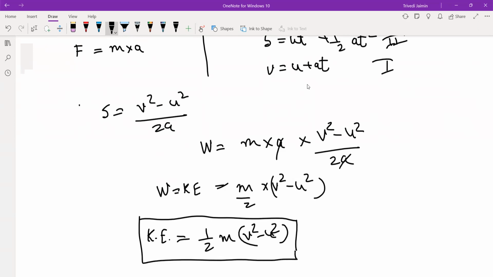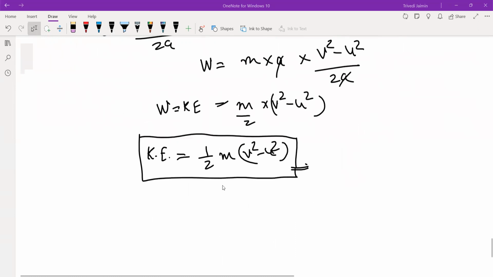Now, if it is starting from rest, that point u will be 0, right? Done? Yes, sir. Okay. What about others? Super. So I'm just keeping it this way itself. I'm not making it in another form, that is u equals 0, that you know already.